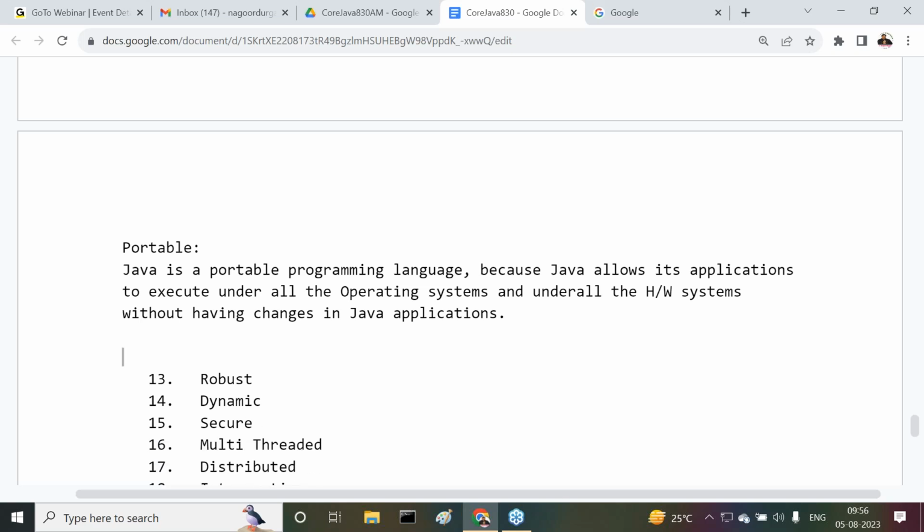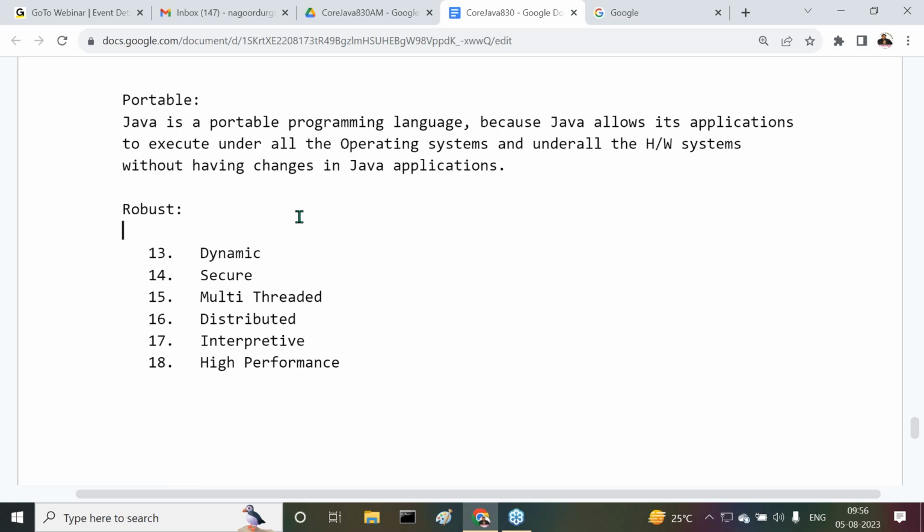Right, sir. Then what next one here we have to understand? A robust programming language skill we have to understand. The next one. Do one thing. This robust will take some time, sir. I need to explain something else about exception handling, about the memory management system. So I will cover this topic in the next class.